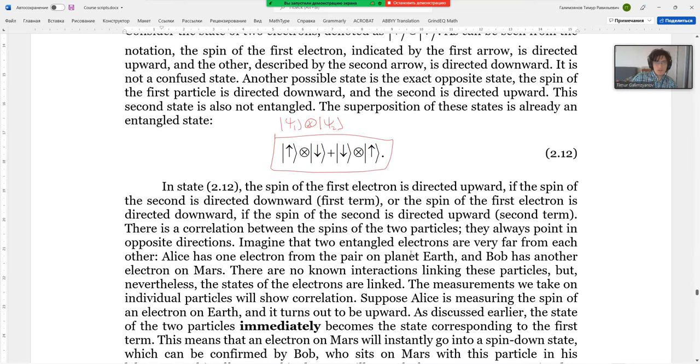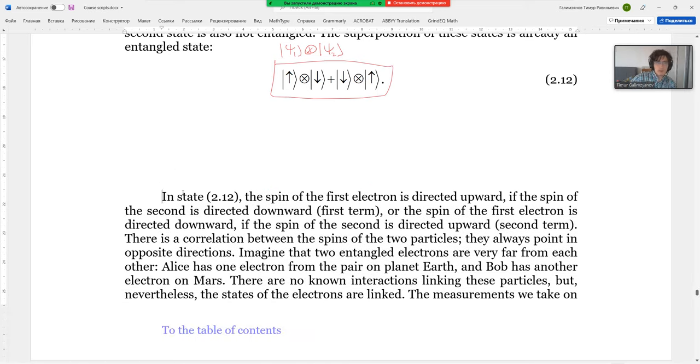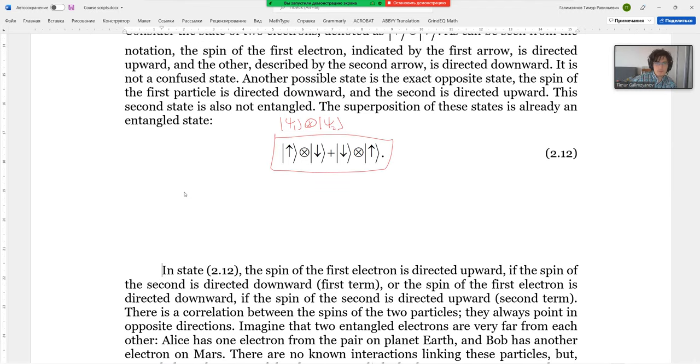Okay, let's consider this special state. What would we get? Let me denote the first particle, the second particle, first particle, second particle. So let's measure the spin of the first particle. And let's say the spin of the first particle is spin down.